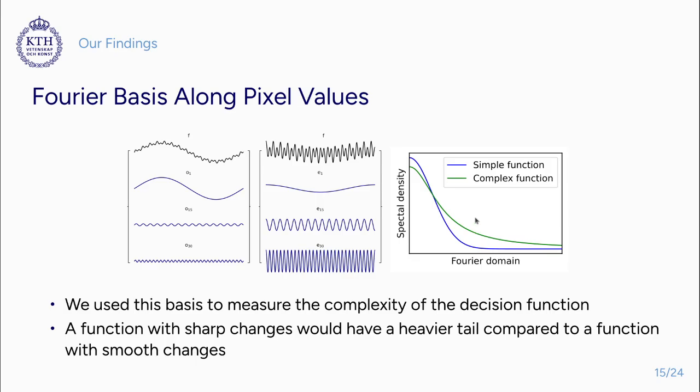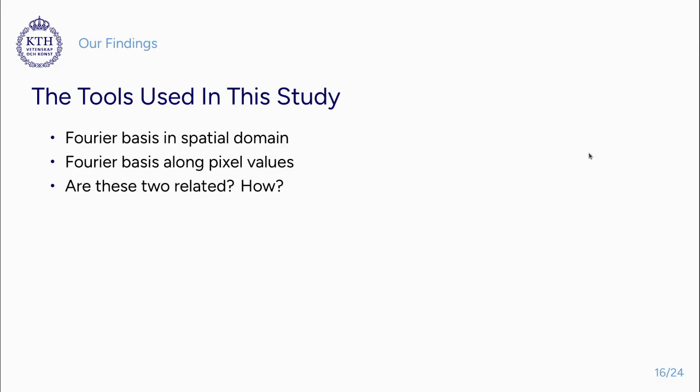Of course, we can talk about this decay rate in a quantitative manner. But now I'm just giving the intuition. The intuition is that if you have more high frequencies, it's going to be more complex. So now that we can quantitatively talk about complexity in the spatial domain of attribution, and quantitatively talk about complexity of function, a natural question is whether these two complexities are related. Can we relate them? If we can, how?